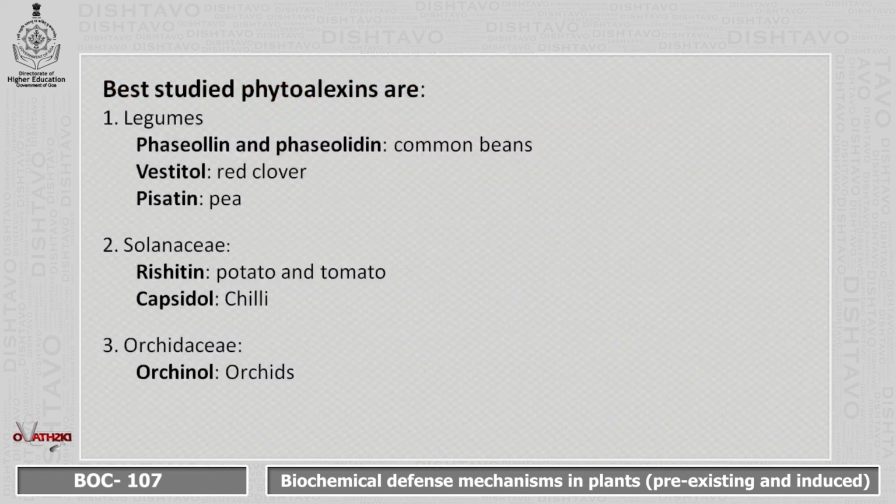Then the best studied phytoalexins are classified into different types, that is legumes, Solanaceae and Orchidaceae. In legumes, phaseolin and phaseollidin are found in common beans. Vestitol is another phytoalexin which is found in red clover, and pisatin is found in the pea plant. Coming to the Solanaceae family, rishitin is found in potato and tomato, and capsidiol is found in chilies. And in Orchidaceae, orchinol is another phytoalexin which is mostly found in orchids.